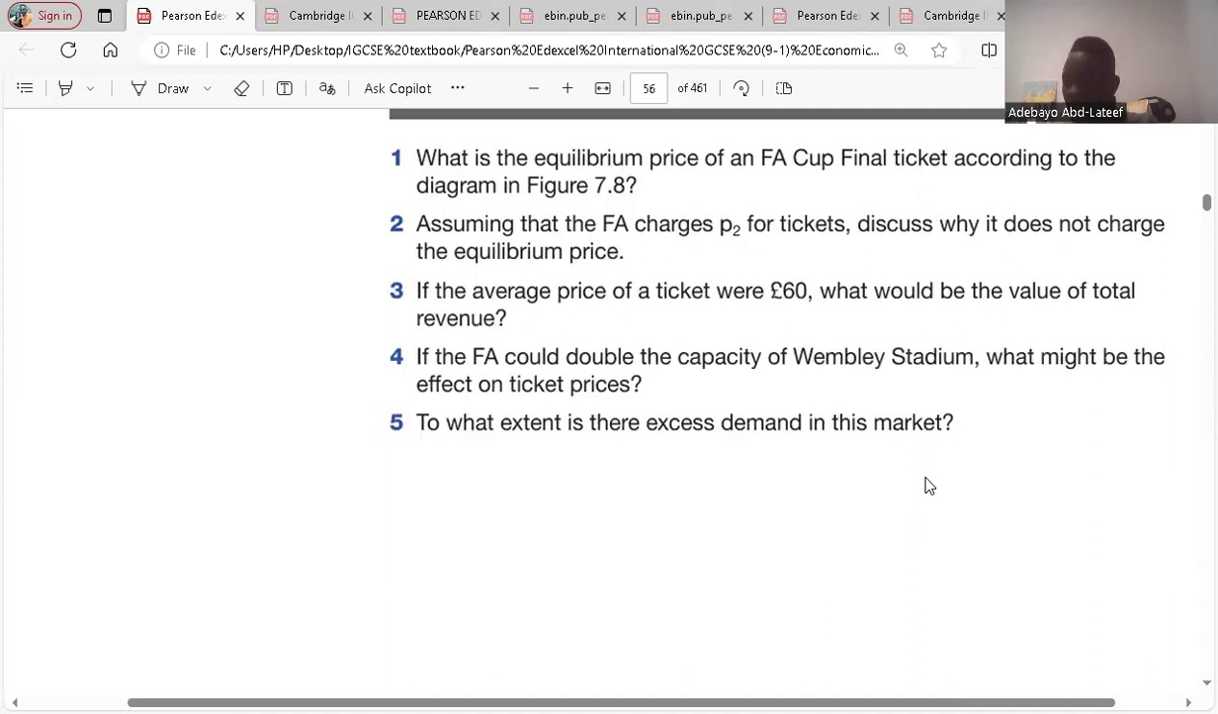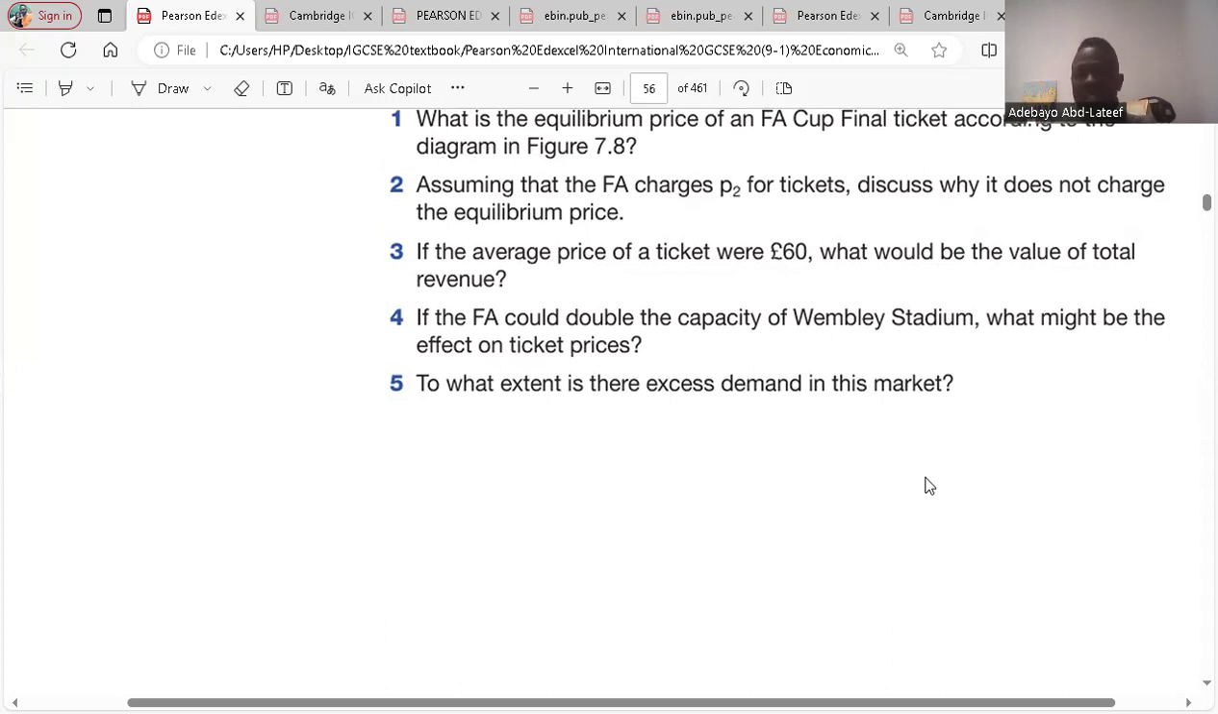If the FA could double the capacity of Wembley Stadium, what might be the effect on ticket prices? The current capacity of new Wembley is 90,000, right? So if the FA can increase the capacity of Wembley Stadium, that means the price of tickets would fall. Instead of selling at £60, they will sell for less, because remember that we said when quantity supplied increases, the price would fall. So here I wrote, if the capacity could be doubled, this will increase the supply of seats. As a result, the price of tickets might fall. The supply curve will shift rightward from S1 to S2. The quantity supplied will expand from Q1 to Q2, while the price will fall from P1 to P2. Is it clear? And the last question, question five.